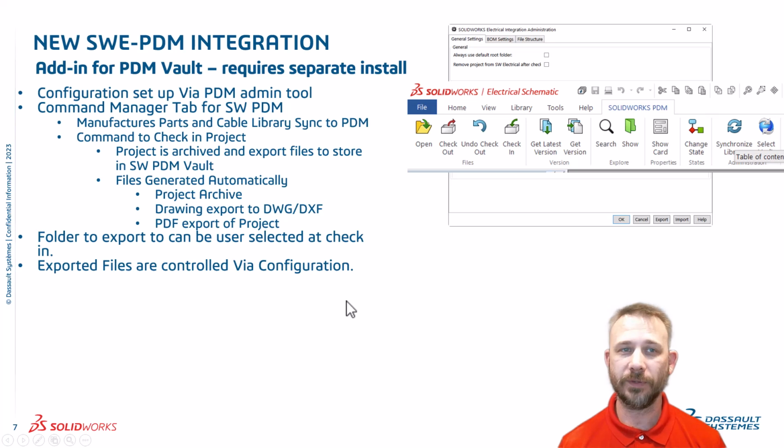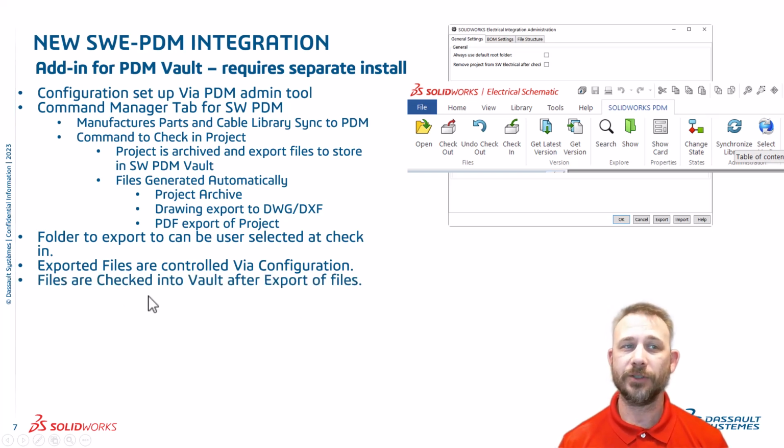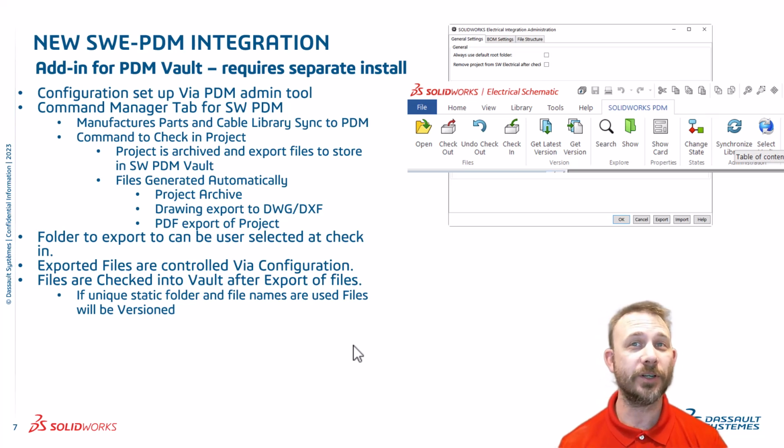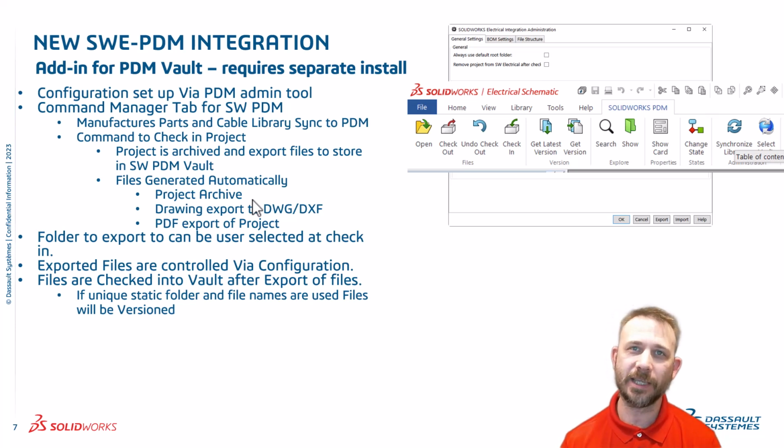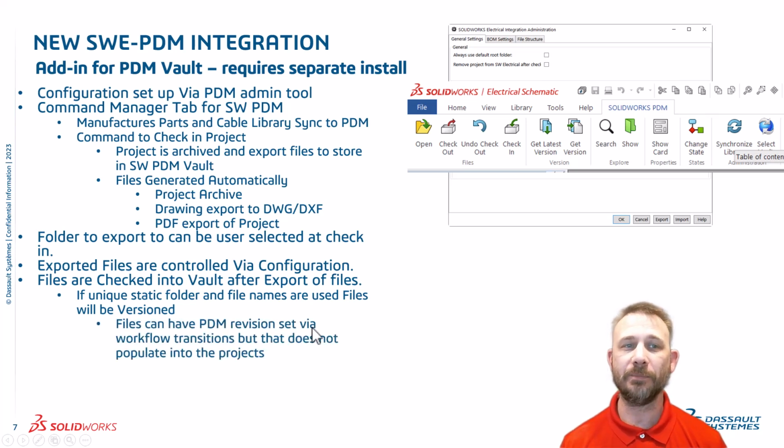Export files are controlled via configurations. That's what I was talking about. Files are checked into the vault after export of the files. So if unique static folders and file names are used, files will be versioned again, right? So you got to make sure that you have unique static information defined in your file structure, right? So the name of the files, the folder information, if you're creating generated subfolders, all that stuff, if it stays unique, you can have that be done that way, right? Files can have PDM revisions set via workflow transitions, but once again, it does not populate back to the project, okay?